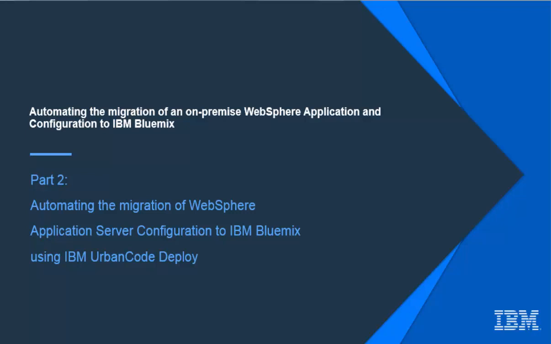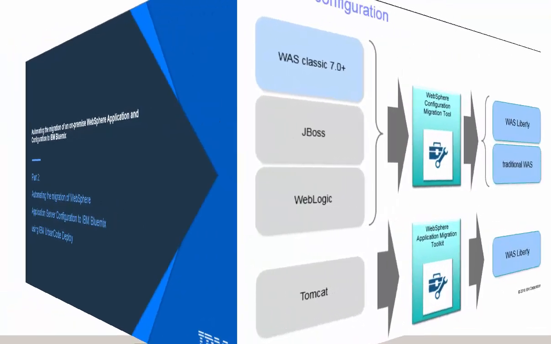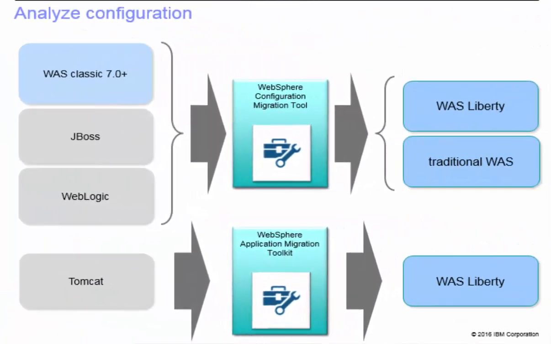So on completion of this demonstration, your WebSphere environment on Bluemix will be configured for ongoing automated deployments of your WebSphere application and configuration. And that'll be the focus of part 3 in the video series, optimizing your DevOps process for cloud deployments. So before we get into the demonstration, let me give you a little background on the WebSphere configuration migration tool, because we do use the output of this tool in conjunction with Urban Code Deploy in this demonstration.